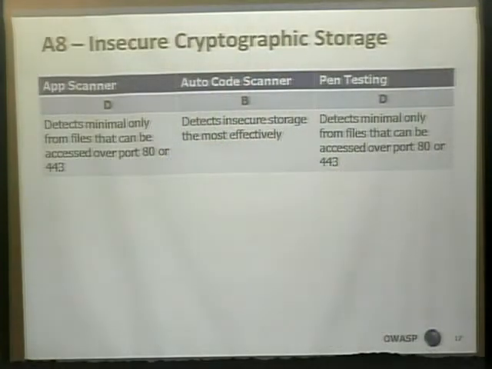Pen testing. All right, just like the app scanner, pen testing is going to find minimal information on insecure cryptographic storage because it's basically going to be the same thing. It's going to be the output from the scanner. What are the possible files? You'll walk through the application. You'll look, see where all the different links go. What's behind that link? What's in a PDF?